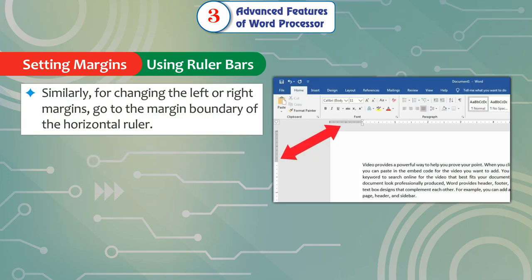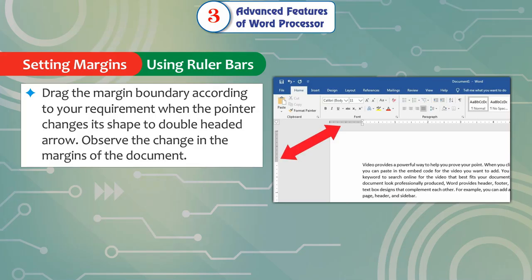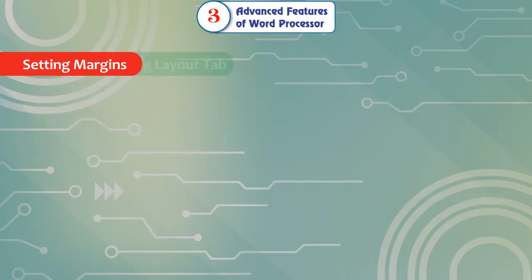Similarly, for changing the left or right margins, go to the margin boundary of the horizontal ruler. Drag the margin boundary according to your requirement when the pointer changes its shape to a double-headed arrow. Observe the change in the margins of the document.